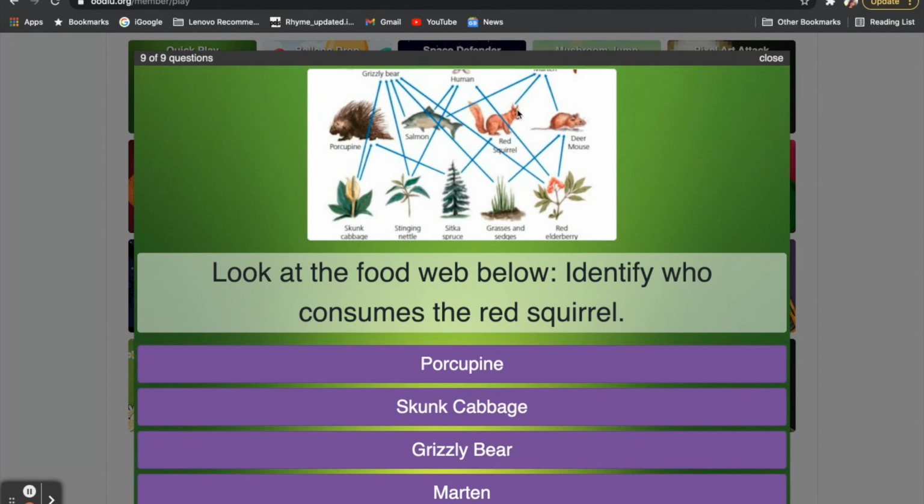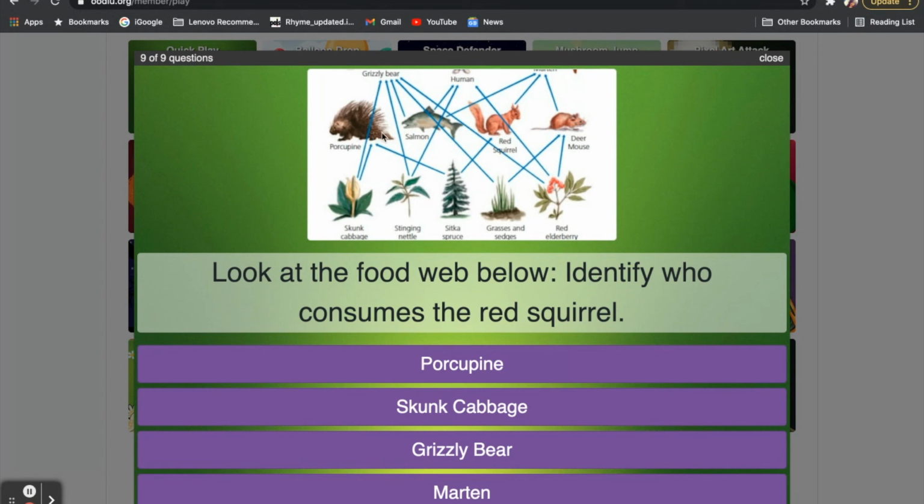Well, I see the red squirrel is right here. What organism is consuming or eating the red squirrel? If you said marten, that is correct. We see that our red squirrel is here and it goes up to the marten. It shows that the marten eats the red squirrel for energy.